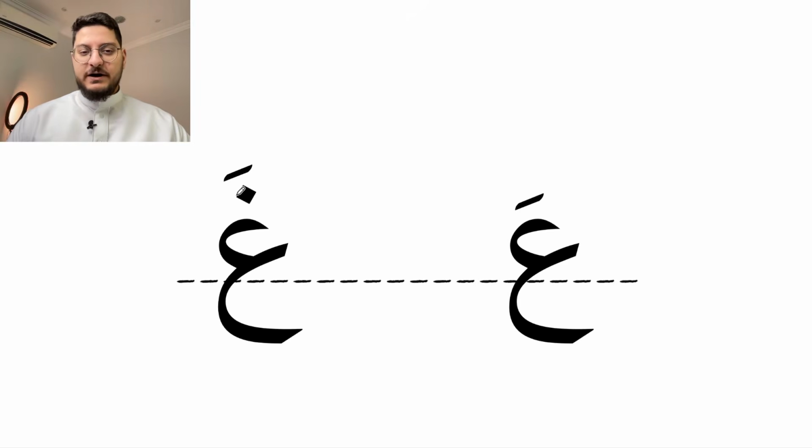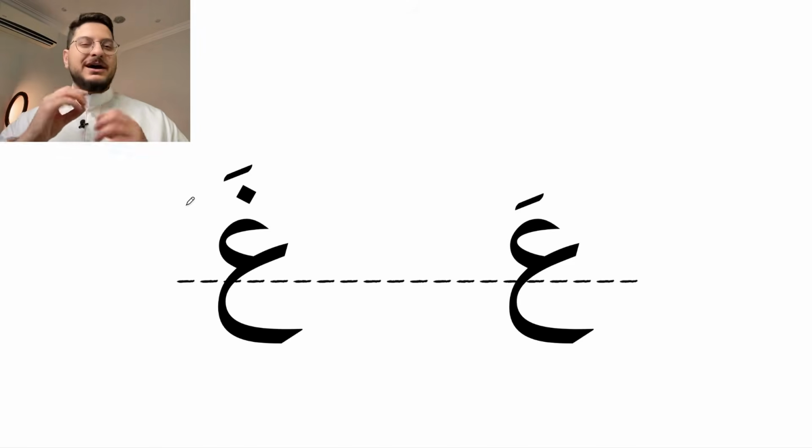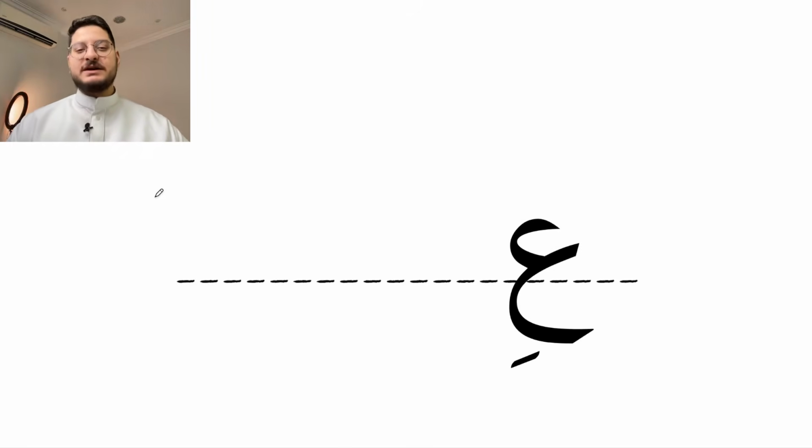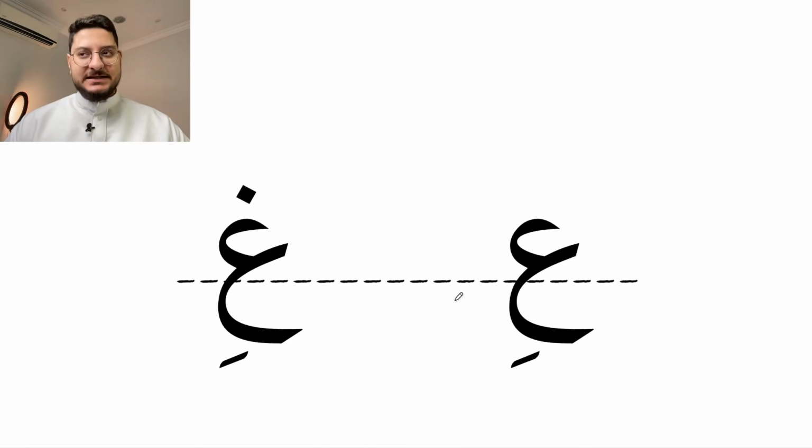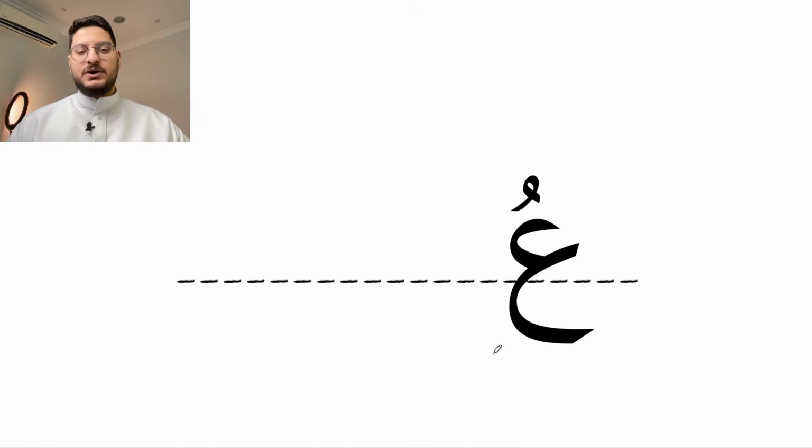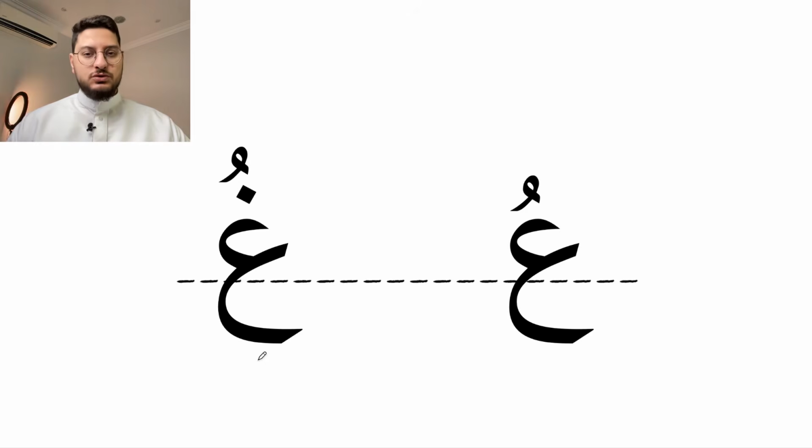The other version has 1 dot on top, and this is now gha, gha, gha. You can think of gha as the sound you would make when you are gargling. So if you have some water and then you gargle with the water, the sound is coming from the same place, right? Let's look at them with the kasra. This would be ri, and this would be ghi. What about this one? Ru, and ghu.